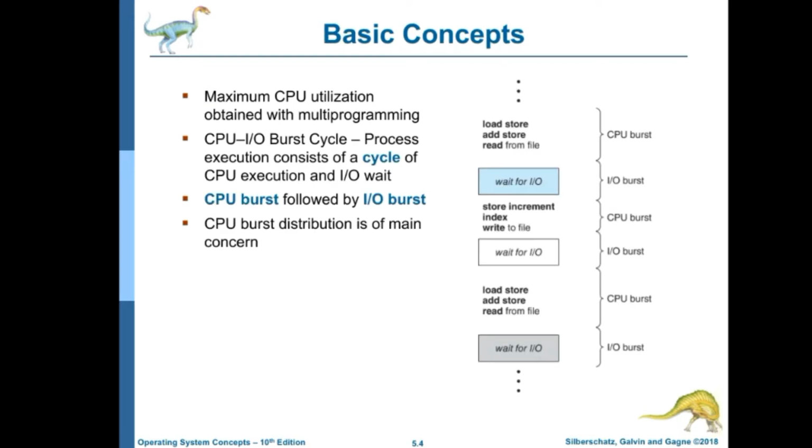Basic concepts. So first is maximum CPU utilization obtained with multi-programming. Second is the CPU I/O burst cycle. Process execution consists of a cycle of CPU execution and I/O wait. So the process alternates between the two states, the CPU execution and I/O wait. Third is CPU burst followed by I/O burst. Lastly is CPU burst distribution, which is of main concern.